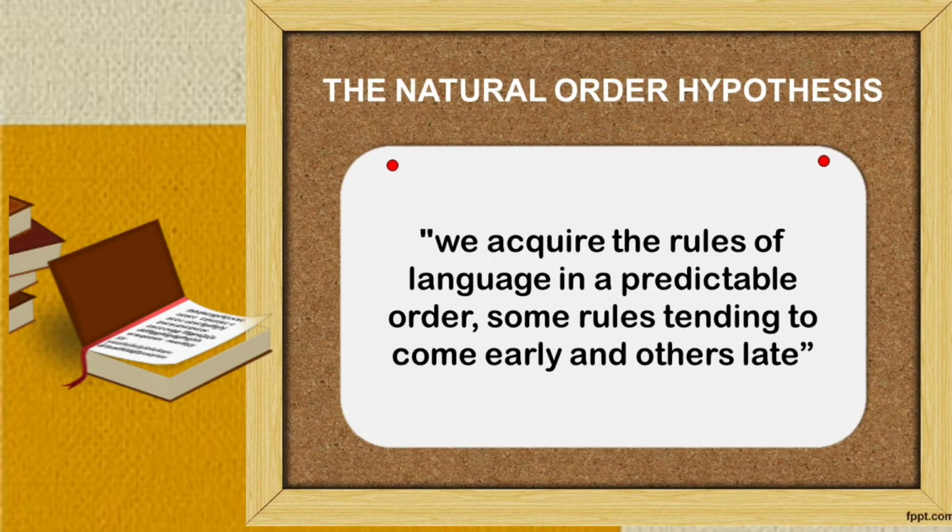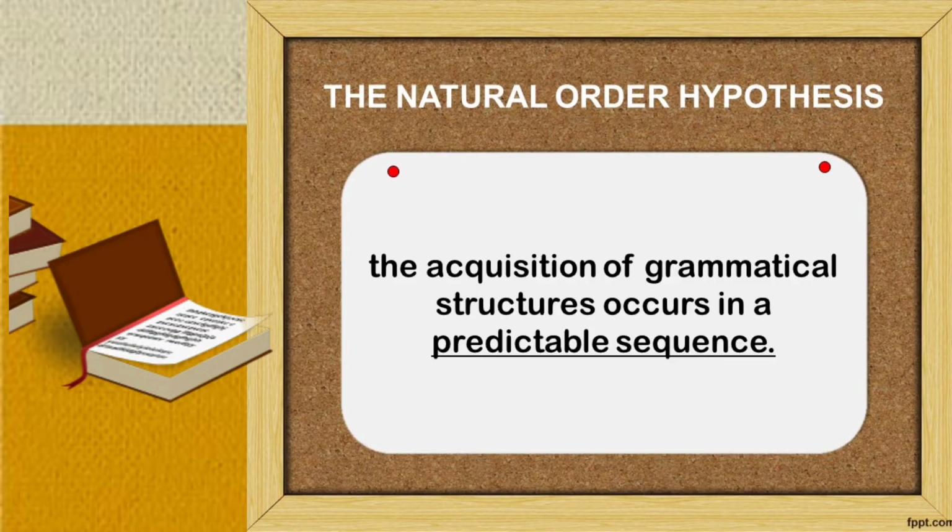The natural order hypothesis. This states that we acquire the rules of language in a predictable order, some rules tending to come early and others late. The order does not appear to be determined solely by formal simplicity, and there is evidence that it is independent of the order in which rules are taught in language classes. The natural order hypothesis argues that the acquisition of grammatical structures occurs in a predictable sequence.